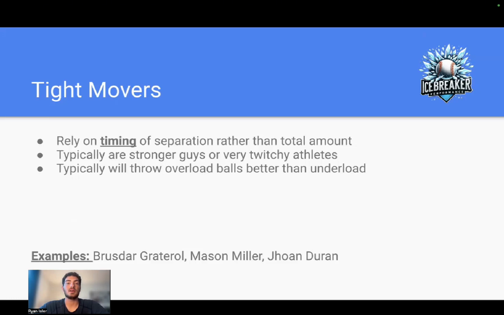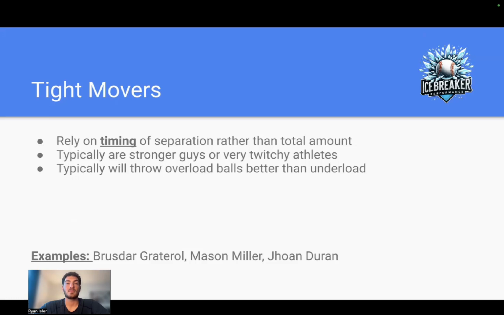And this is because they are those stronger guys. They're relying less on getting into very deep positions, so they don't necessarily need to do a ton of stabilization at end range of motion, which is something that loose movers struggle with when they throw the overload balls.